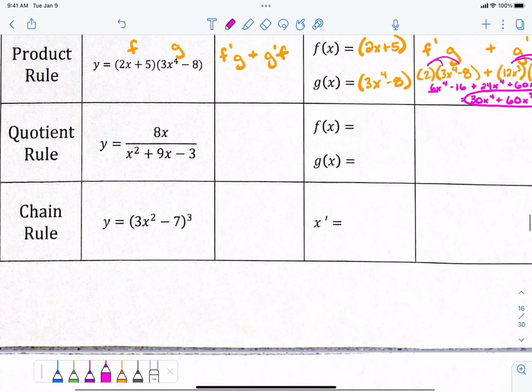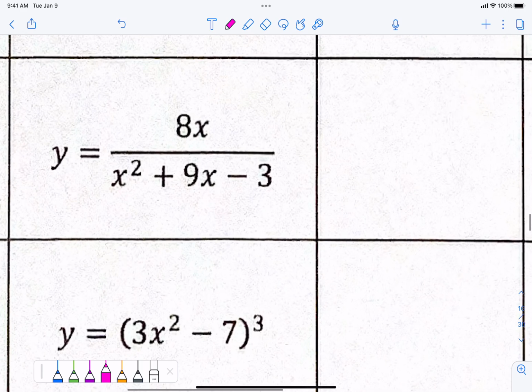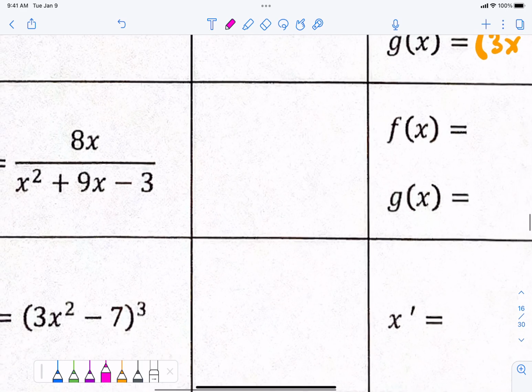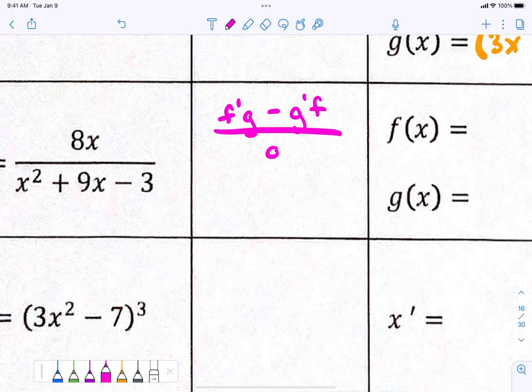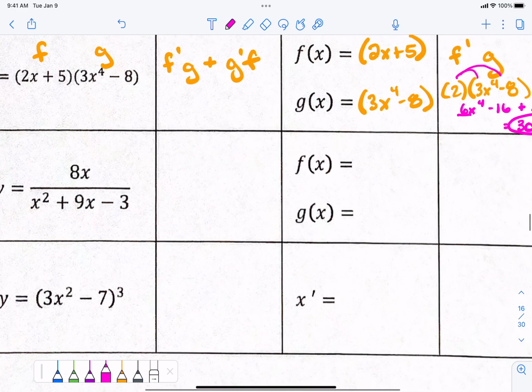Okay. Product rule, that was okay, but quotient rule. Okay, now quotient rule goes F prime G minus G prime F all over G squared. Do you have these memorized yet? No. Okay, get used to memorizing them, okay? F prime G minus G prime F all over G squared. Now, does F have to be the top and G have to be the bottom? Yes, for the quotient rule, it has to be that way.